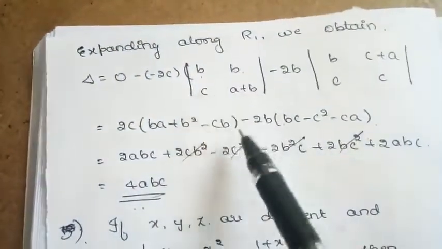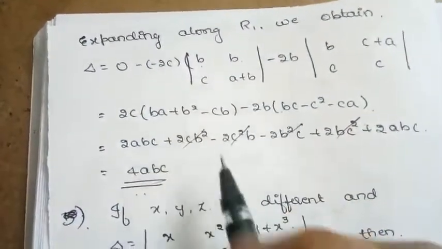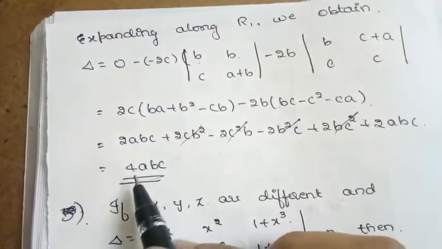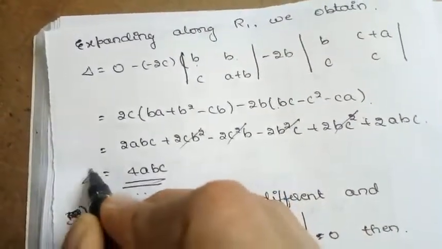After expansion we got a matrix in this expansion of the determinant in this manner. After simplification of all those things, I got the value of the determinant equal to 4ABC, which we needed to prove. Now let us go with the next question.